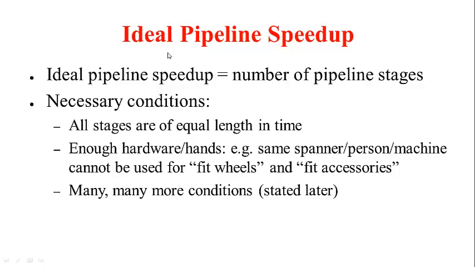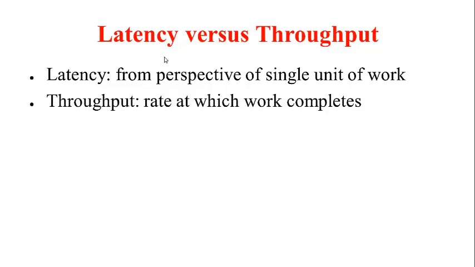When talking about a pipeline, it is important to distinguish between latency versus throughput. Latency is the time taken for one unit of work between when it enters the pipeline and when it completes the work by exiting the pipeline. This is latency from the perspective of a single unit of work. The throughput is the rate at which work completes at the end of the pipeline.